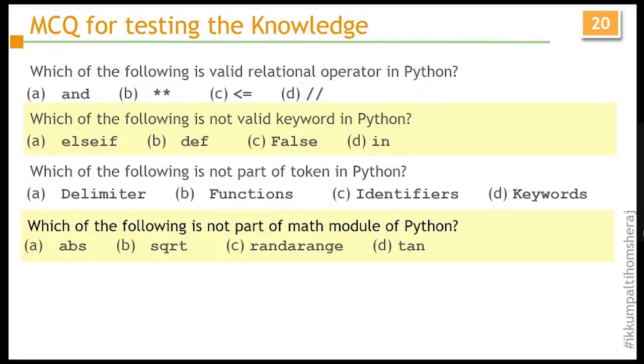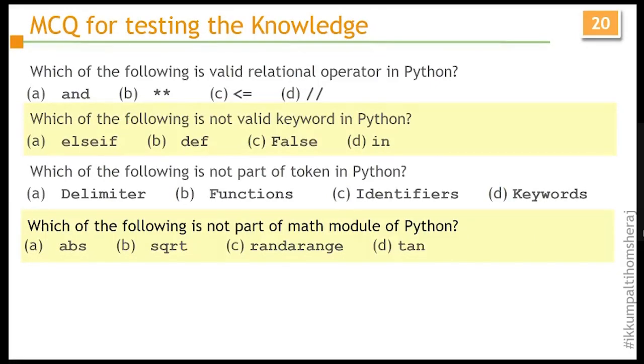So figure out which word is specifically told to them as not being a keyword, because we don't expect them to keep all the keywords in mind, but there are some words which are specifically told to them as not keywords. So here you can see def, false, in are keywords, whereas else if is specifically told to them not to be a keyword because its alternative is elif in Python.